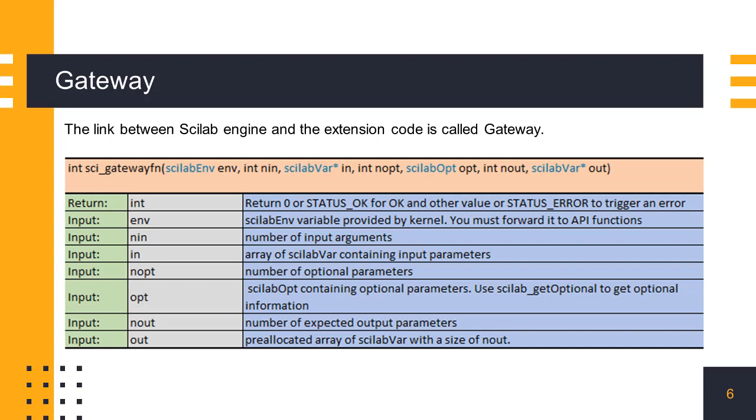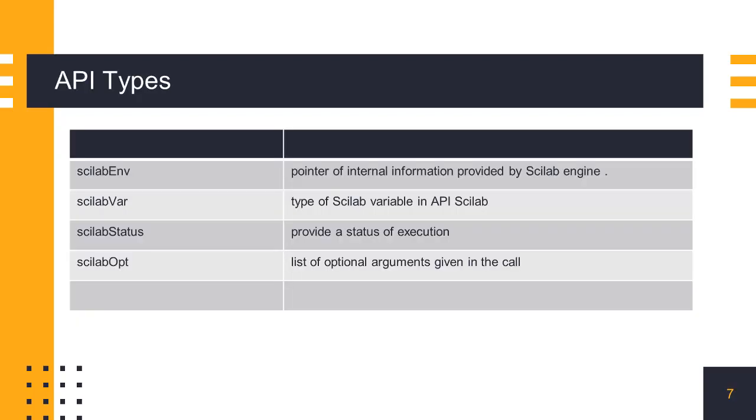N in and N out indicate the number of input and output arguments which we need in our program. Input and output arguments are passed using a pointer to a special variable called Scilab var. For multiple input and output arguments, the in and out objects are an array of Scilab var variables. In the gateway function definition, Scilab env variable is the pointer passed by Scilab to the gateway function. It is only passed to the gateway function to maintain the connection and is normally not used.